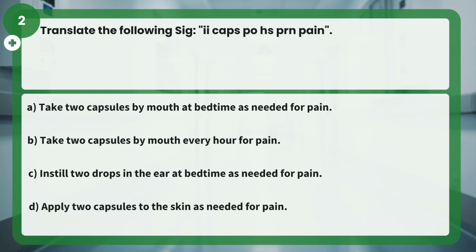Question 2. Translate the following SIG: 2 caps PO HS PRN pain. A. Take 2 capsules by mouth at bedtime as needed for pain. B. Take 2 capsules by mouth every hour for pain. C. Instill 2 drops in the ear at bedtime as needed for pain. D. Apply 2 capsules to the skin as needed for pain.